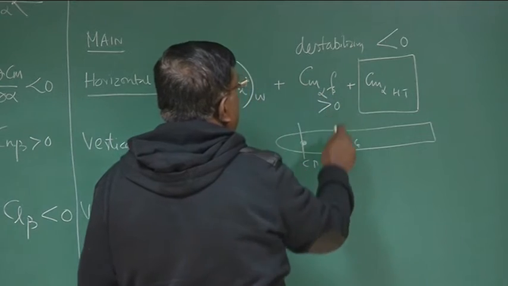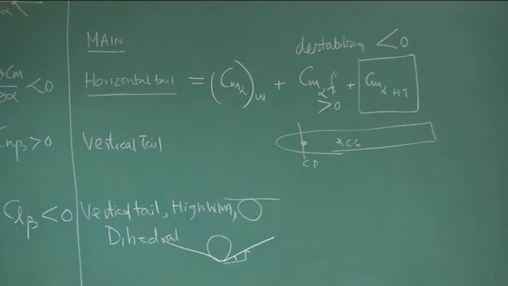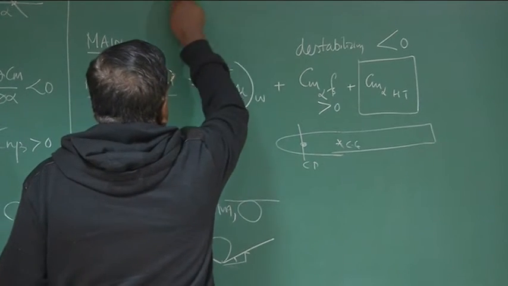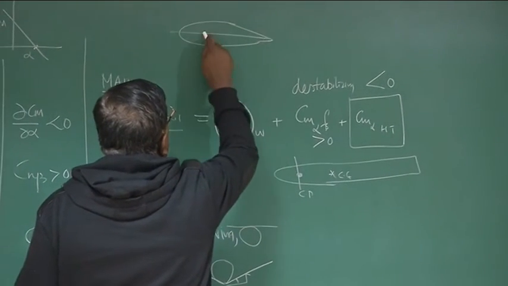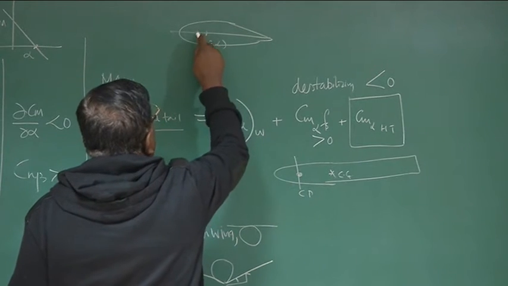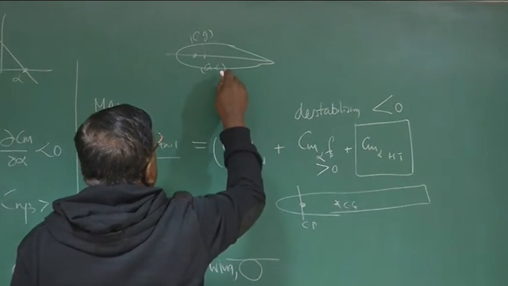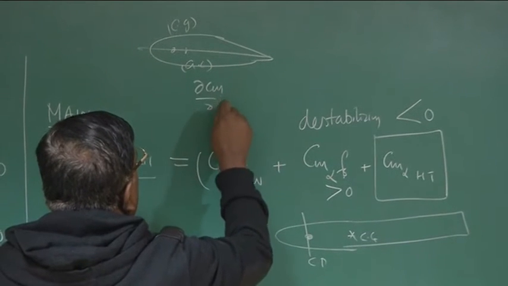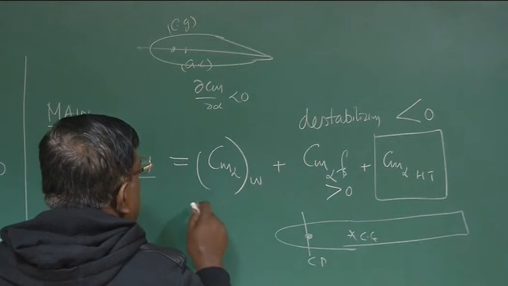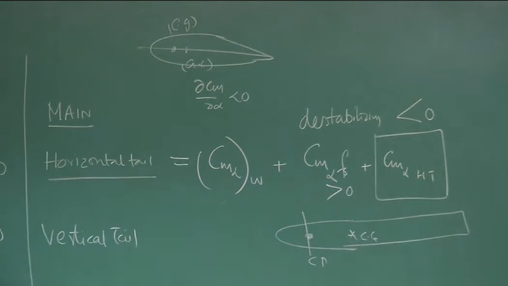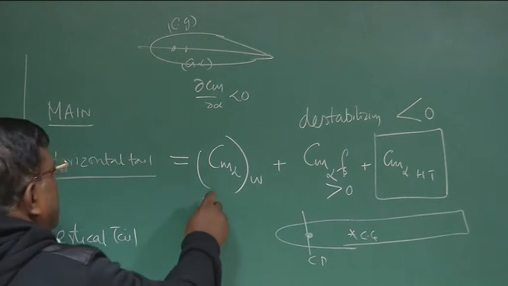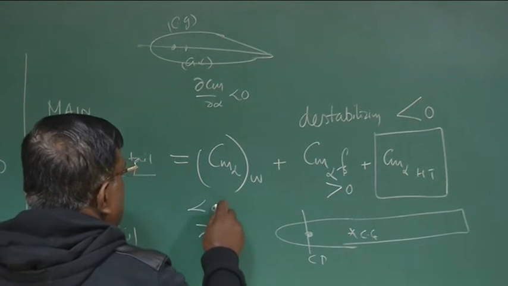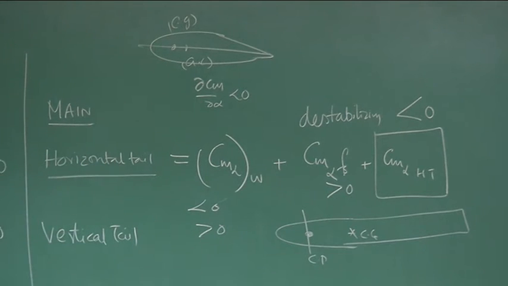Or I can write Cm alpha greater than 0. For the wing, we know if the AC of the wing is behind the CG of the airplane, then dCm by d alpha is less than 0, or the wing contribution is stabilizing. If the AC of the wing is ahead of the CG, it is destabilizing. So it could be either less than 0 or greater than 0, depending upon where the AC location is in relation to the center of gravity of the airplane. No issues about this? Okay.